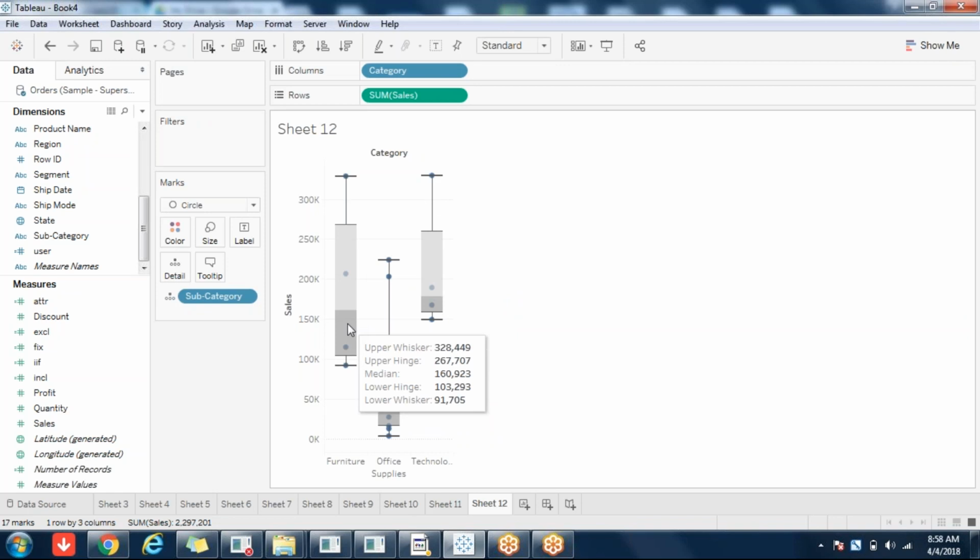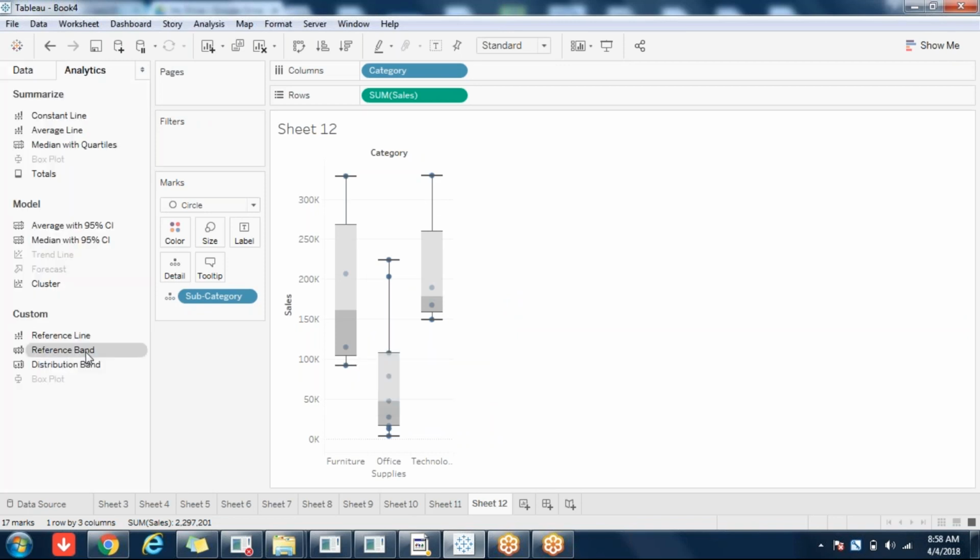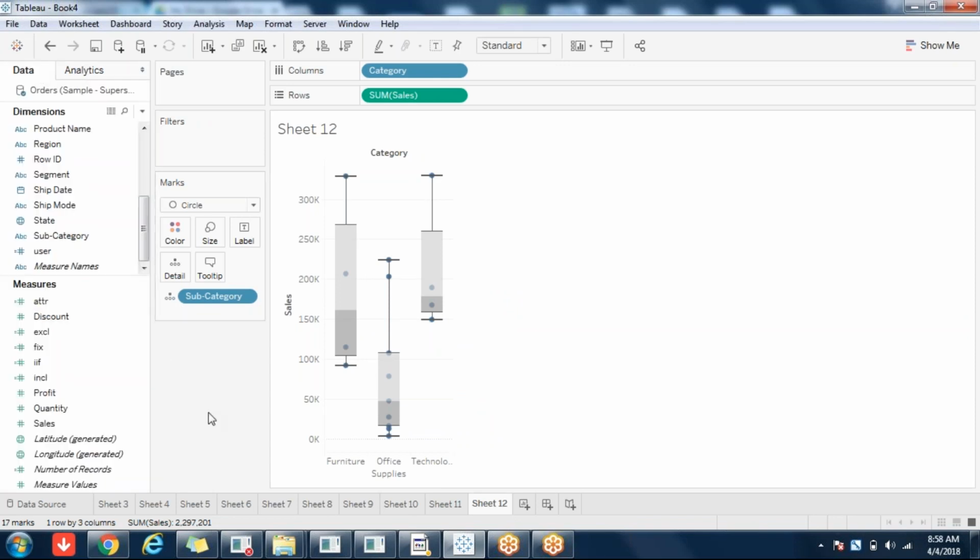IQR, interquartile range. If you develop the box plot manually, which is not active now, I'll show you in the reference lines concepts. Now this horizontal line is called a whisker, upper whisker, lower whisker. Tableau has come up with a new terminology called hinge: upper hinge and lower hinge. This helps you understand how the data is distributed with respect to the median. You can see most of your data is right close to the median. Got it? That is the box plot. Clear?